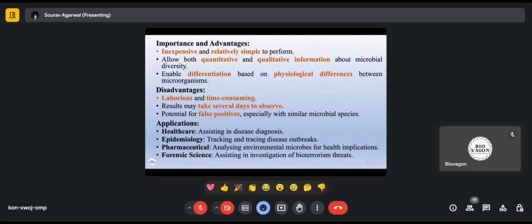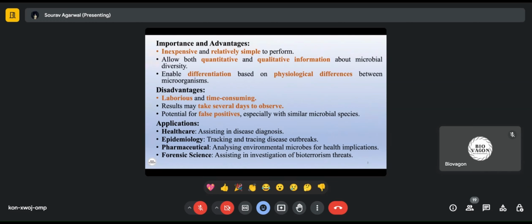Biochemical tests are important because they give both quantitative and qualitative information about our organism. They are easy to perform in our laboratories and are inexpensive in nature.